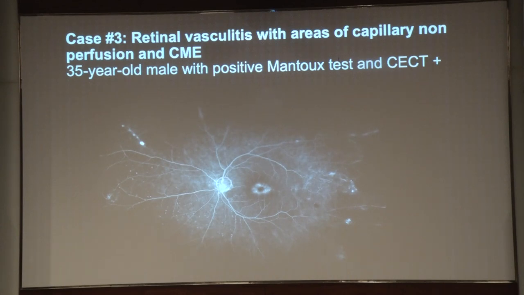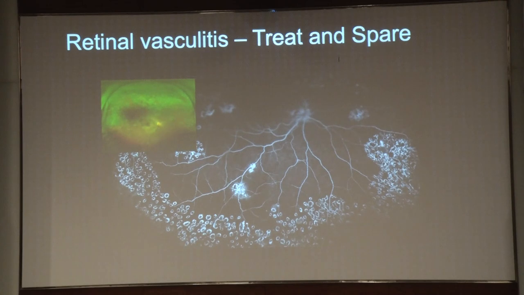Of course, when you investigate the patient, you'll realize that there is a positive Mantoux and a CECT. Based on this, you can treat the patient. So you can treat all the involved areas and spare the ones which are not involved. Even if you have some residual neovascularization, it should regress once the inflammation is under control.